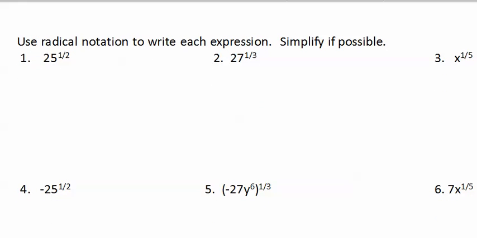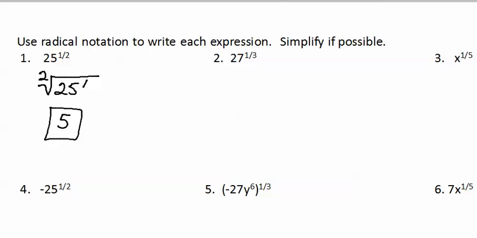So what we're going to do now is take a few of these examples and change them into radicals, and then see if they can simplify. So with this 25 to the 1/2 power, I'm going to make my radical sign. The 25 goes underneath, 1 is my exponent, and my index is 2. So basically we have the square root of 25, which we know is going to be 5.